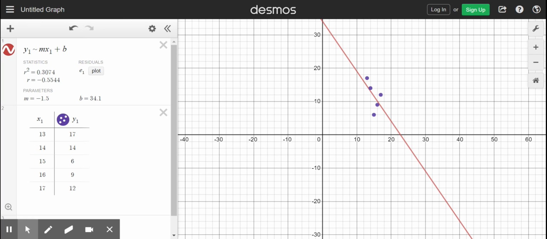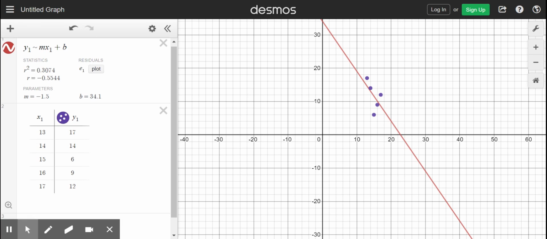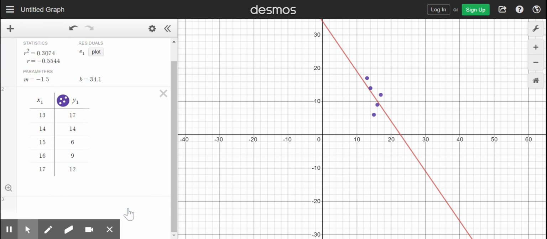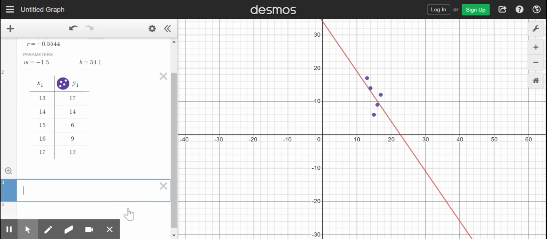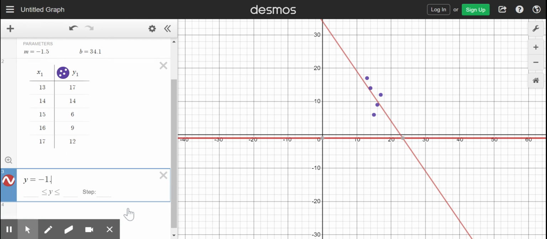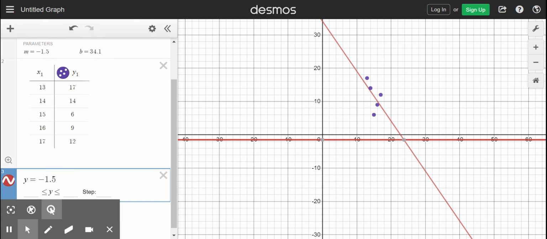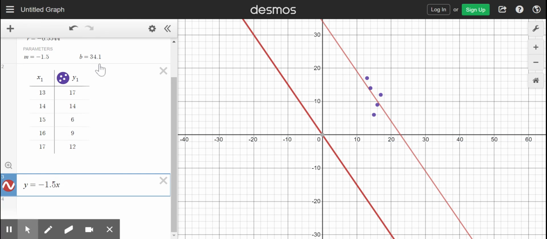All right. Now, what's my equation? Well, my equation is y equals mx plus b, and I'm going to put it down here. I'll scroll down a little bit. I'll put it right here. So my equation is actually going to be y equals negative 1.5x, and then my b value is 34.1.